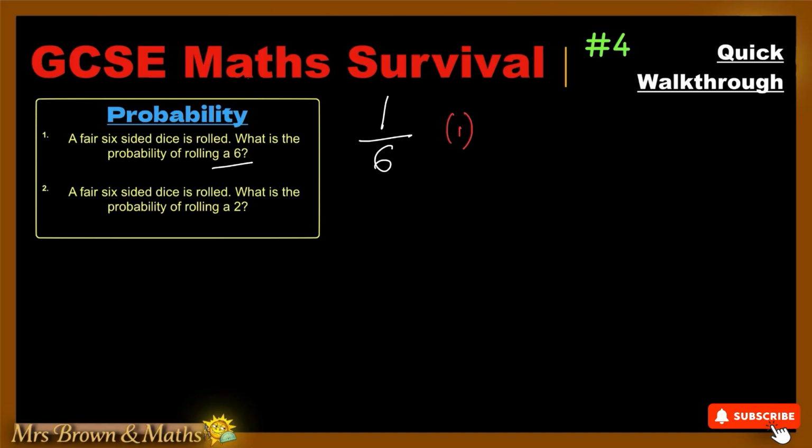Question 2, the same routine. What is the probability of rolling 2? We have only one face with 2 and 6 faces. Again, there is one successful outcome out of 6. So the probability is 1/6.